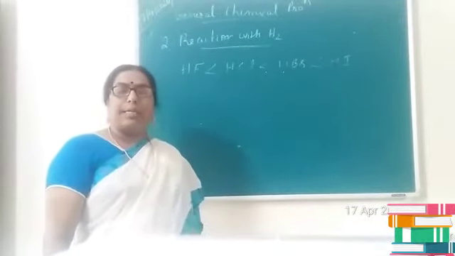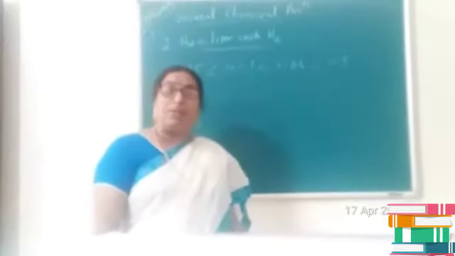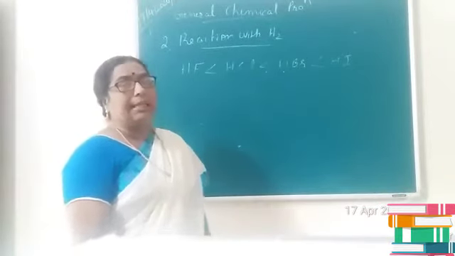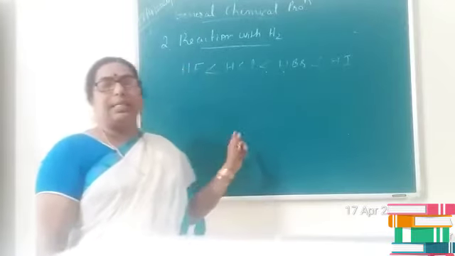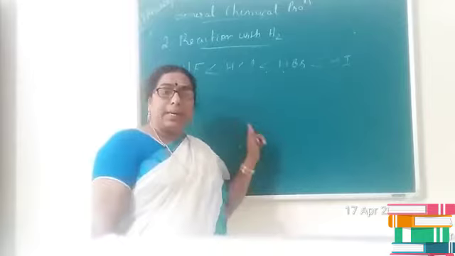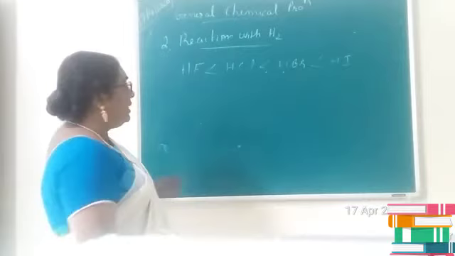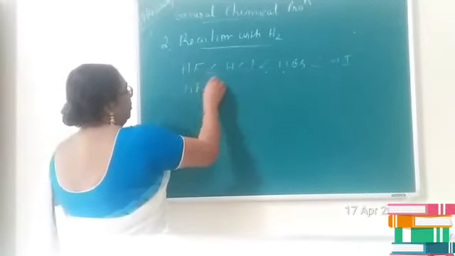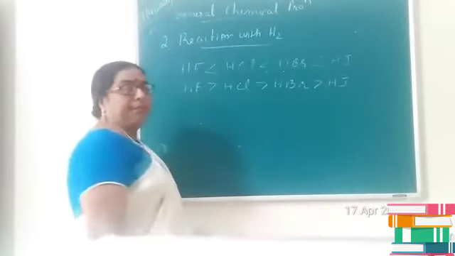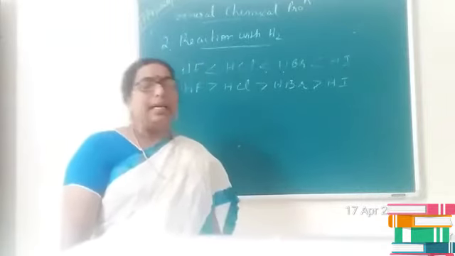At the same time, you can see that as we move down the group, the thermal stability of this hydrogen halide decreases. That is because of decrease in bond dissociation enthalpy. Children, this same thing we have discussed in other groups, group 15 as well as 16. So the acidic nature varies in this order, but thermal stability decreases as you move from HF to HI. And that is because of decrease in bond dissociation enthalpy.